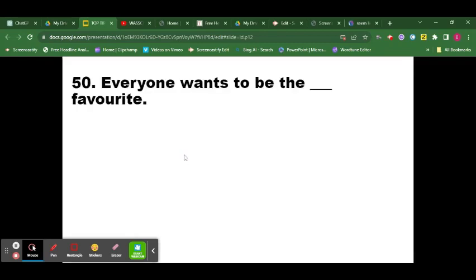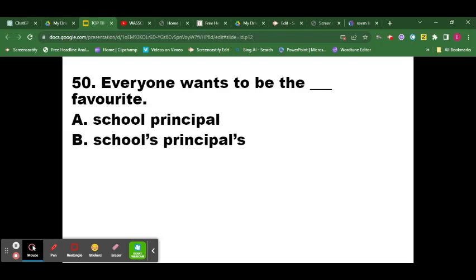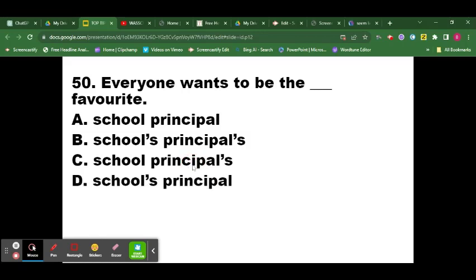Question number 50. Everyone wants to be the dash favorite. Everyone wants to be the blank space favorite. A, school principal. B, school's principals. C, school principals. D, school's principal. Of course, here we are dealing with the use of possessive nouns. Everyone wants to be the school principal's favorite, means that they want to be the favorite of the school principal.